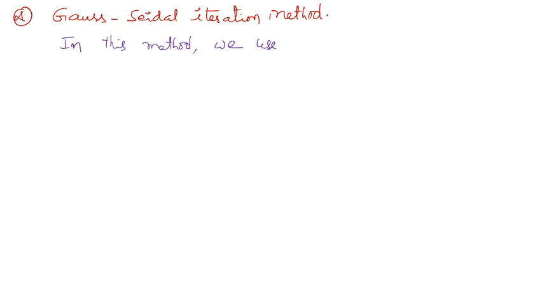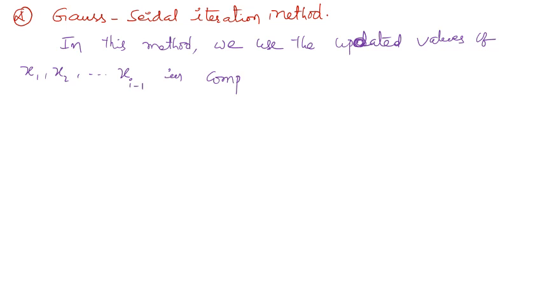we use the updated values of x1, x2 and so on, xi minus 1 in computing the value of the variable xi. What is meant by updated values? For example, in the first iteration, let me explain the method clearly.